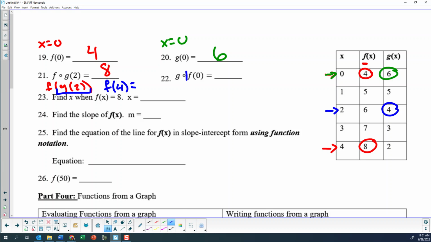G of f of 0, first we want to find f of 0, and we did it up here, but we can do it again. X is 0, f of x is 4, so we want to find g of 4. So we're going to go to 4 for x, go to the g function, g of 4 is equal to 2.